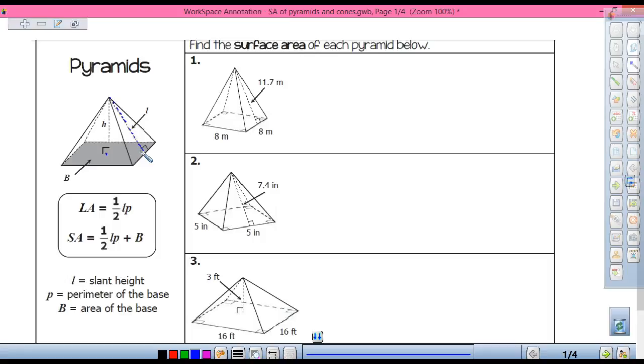When we had prisms and cylinders, how many bases did we have? We had 2 bases. That's why we had to multiply it by 2, because there were 2. But now there's only 1, so we're just going to add 1 base.